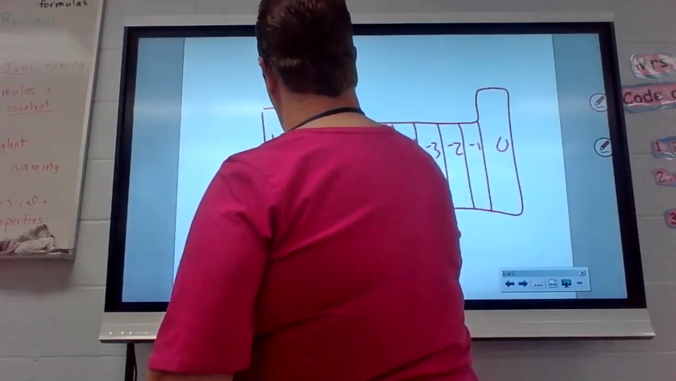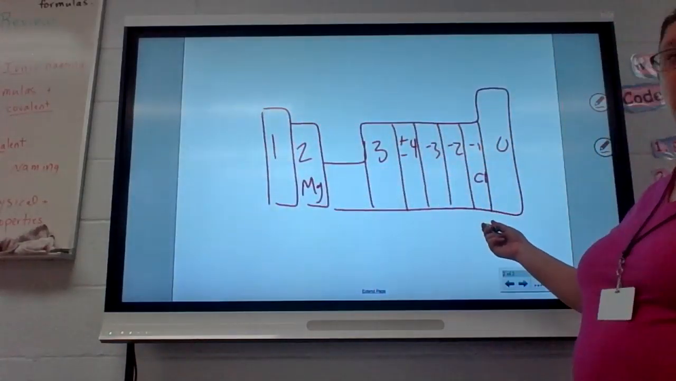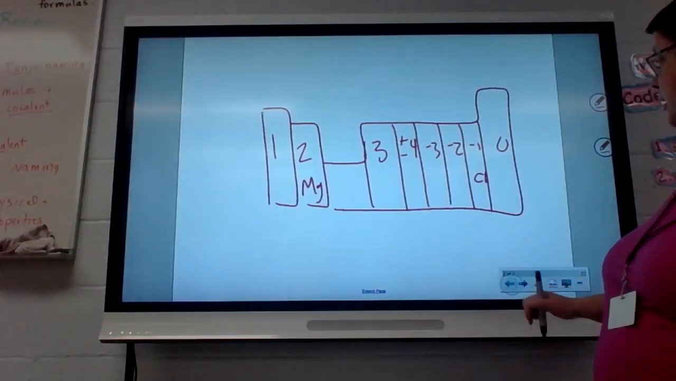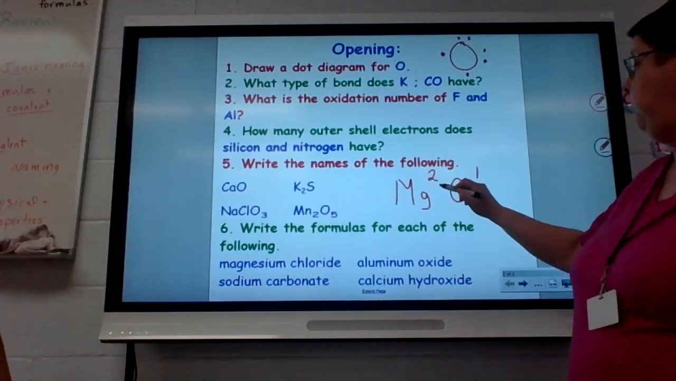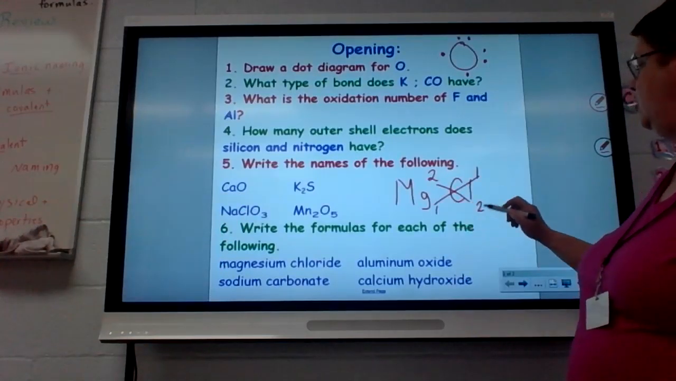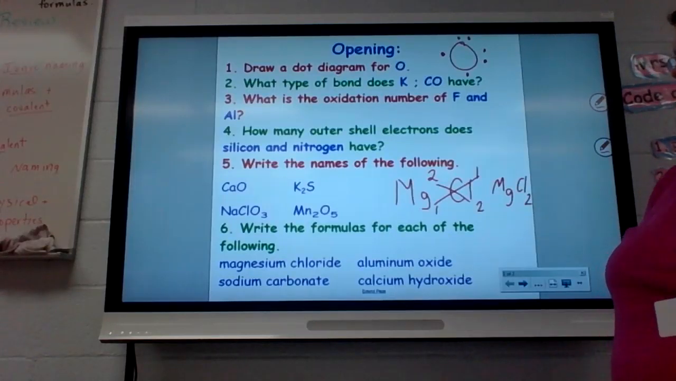So Mg is here, chlorine is here. So we got a 2 and we got a 1. We don't even have to worry about it's negative. What do we do with that 2 and that 1? Cross. So we get MgCl2. All right, we got it?